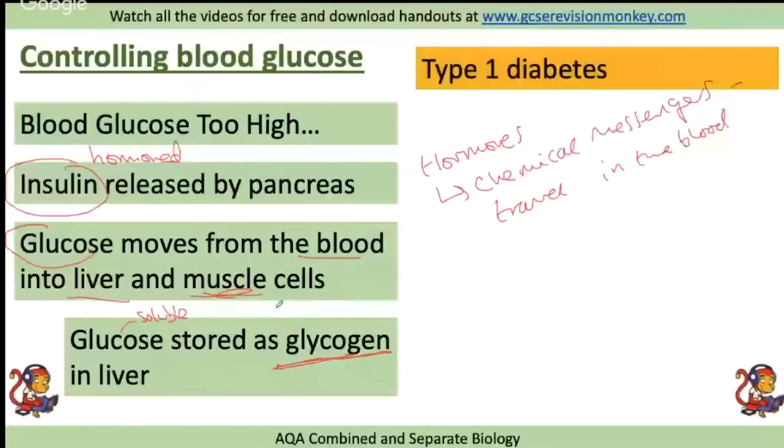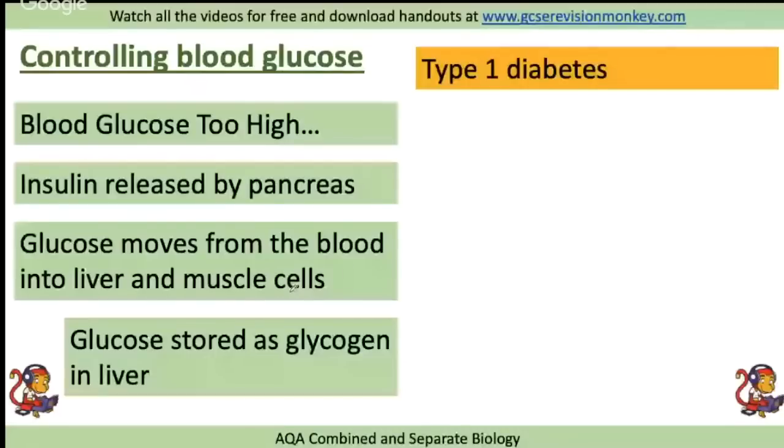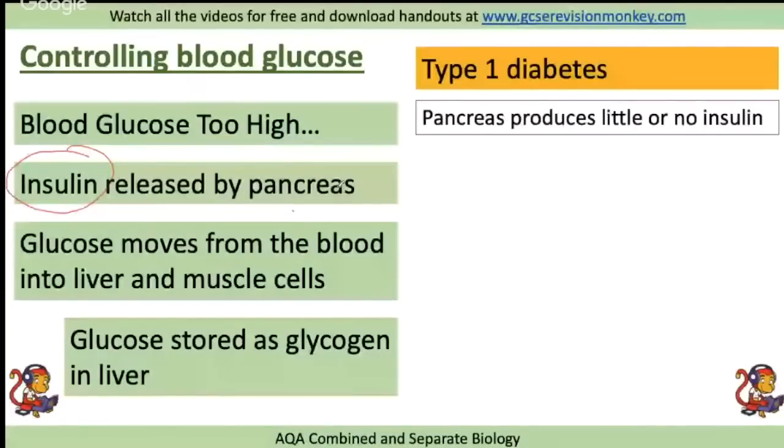So linking into this, we've got two different types of diabetes, which is all concerned around this hormone, insulin. So with type 1 diabetes, that's the one that you inherit. The pancreas produces little or no insulin.